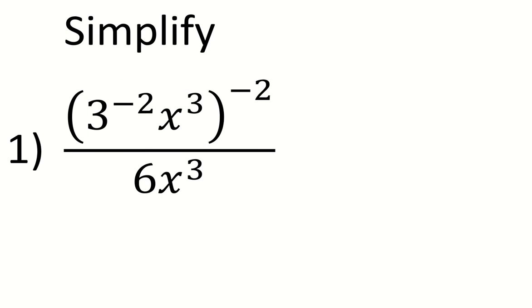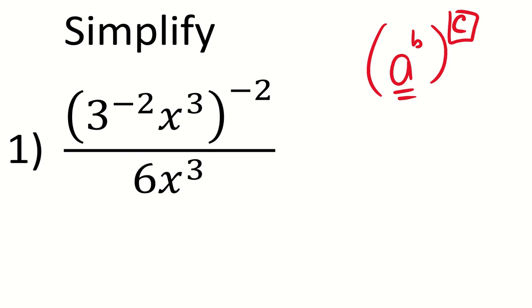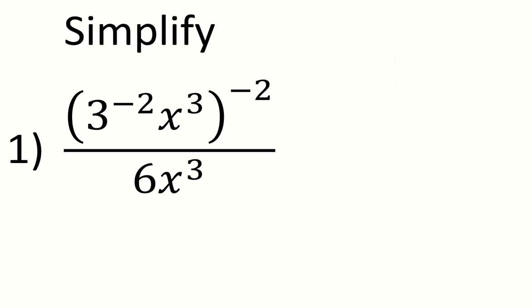And remember, when I have a power, for example, any a raised to the b power, and I raise that to the c power, that means that I have c of these things. And if I write them all out and count them up, I would have exactly b times c factors of a. So it's multiplication here that I use. So this would become 3 to the negative 2 times negative 2, which would be 3 to the fourth power, and then times x raised to the negative sixth power.